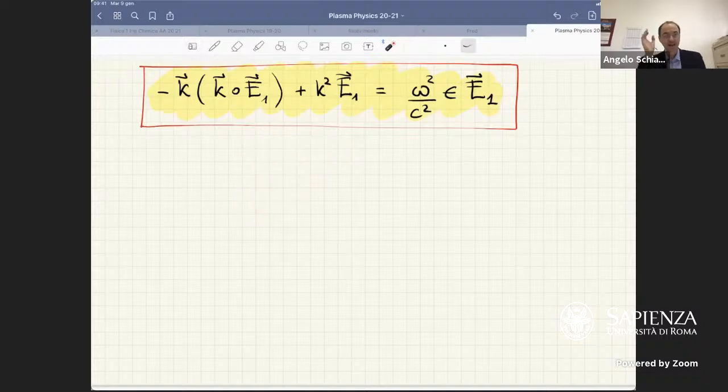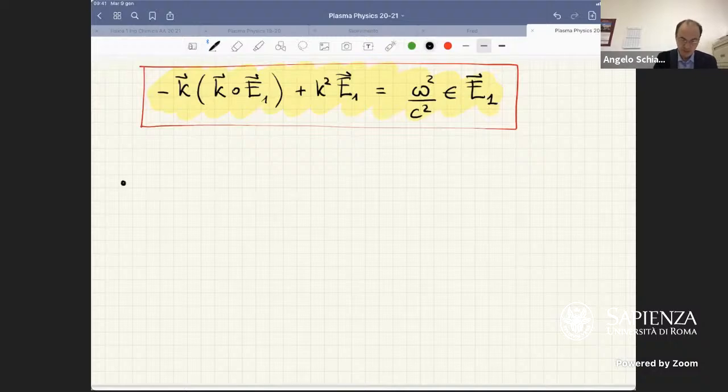So we can easily divide the problem in two classes. For solutions where the electric field is propagating along the k vector, we will call them longitudinal waves, when the electric field is in the propagation direction of the wave. And obviously the opposite one is when the electric field is orthogonal, perpendicular to the direction of wave propagation. In that case, we call them transverse waves. So let's see the first class.